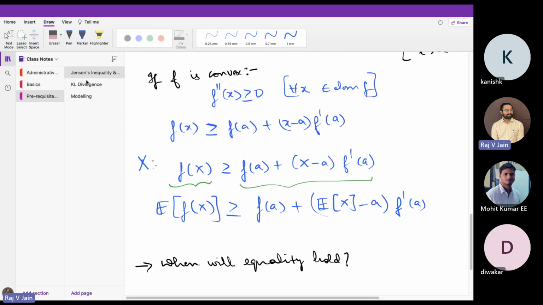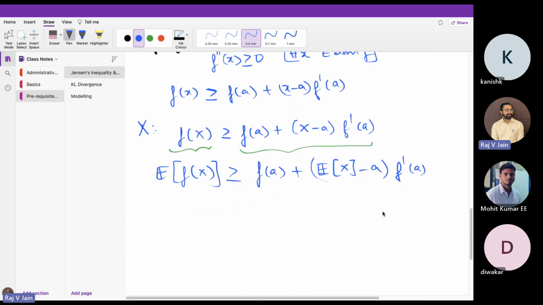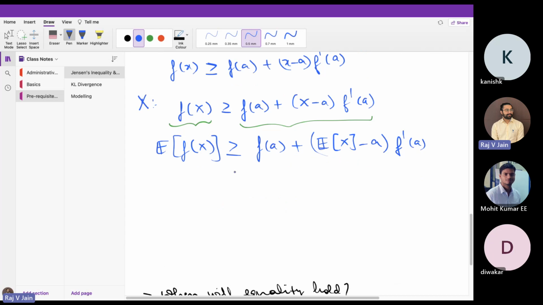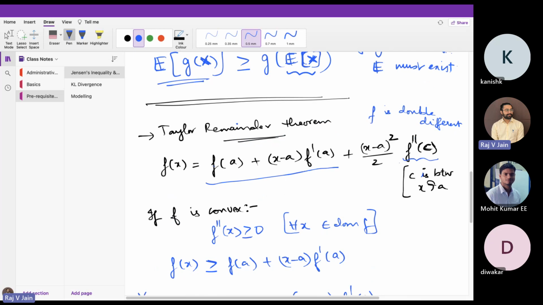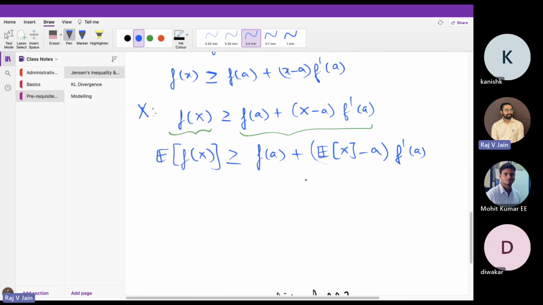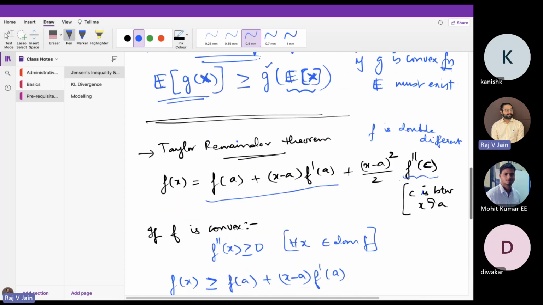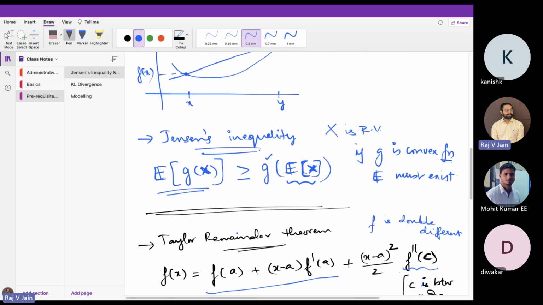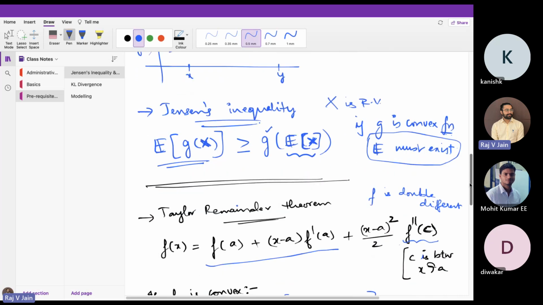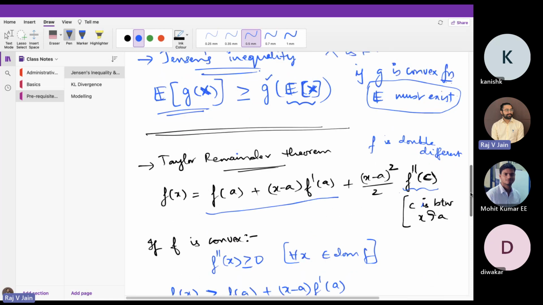Now, we had just one step remaining. Let's say I can choose any a. I can choose around which point I want to expand my function. So if I now choose a as the expectation of x itself, again, these are all under the assumptions that we discussed last time, that the expectations must exist, so they cannot blow up to infinities and all.